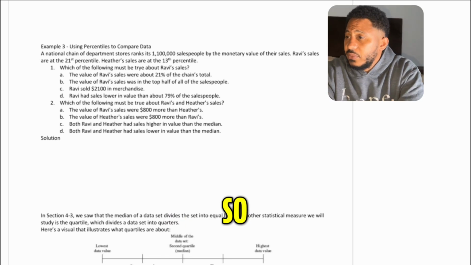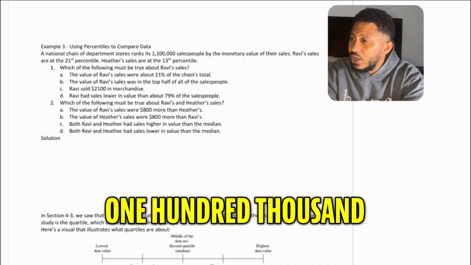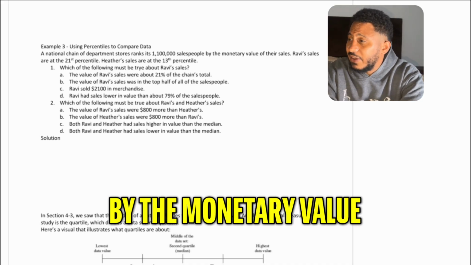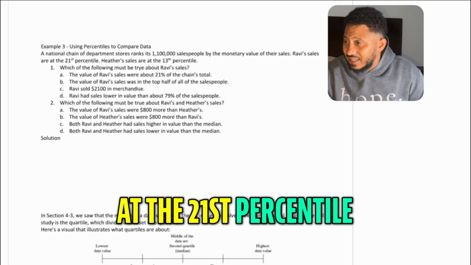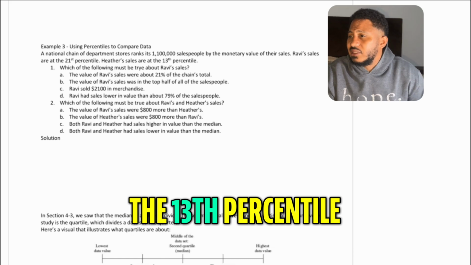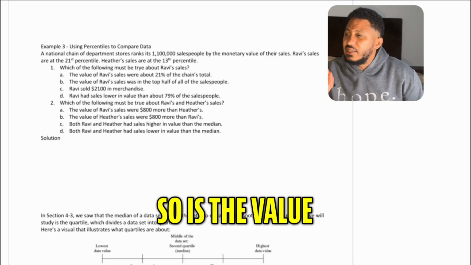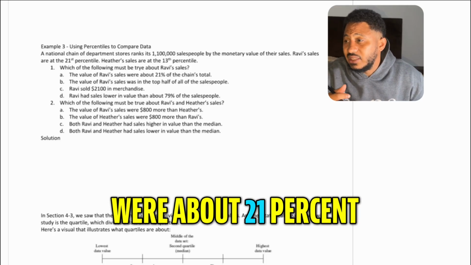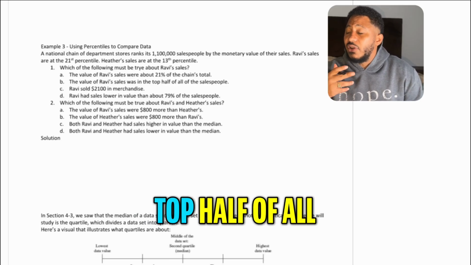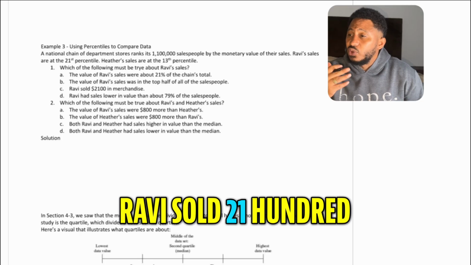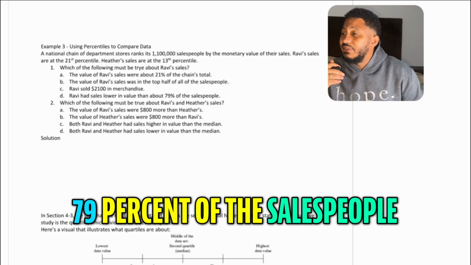Let's try example 3, using percentiles to compare data. So, a national chain of department stores ranks its 1,100,000 salespersons by the monetary value of their sales. Ravi's sales are at the 21st percentile. Heather's sales are at the 13th percentile. So let's answer some questions. Which of the following must be true about Ravi's sales? Is it that the value of Ravi's sales was about 21% of the chain's total? The value of Ravi's sales was in the top half of all the salespersons? Ravi sold $2,100 in merchandise? Or Ravi sold lower in value than about 79% of the salespeople?